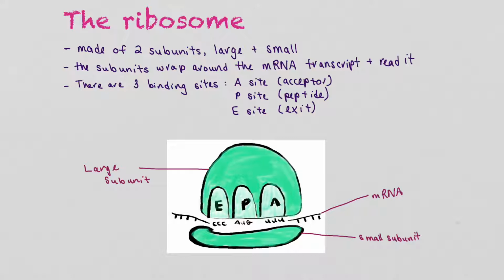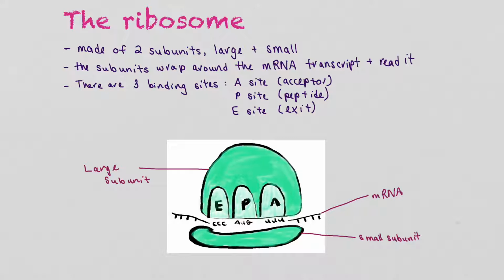So first we'll talk about the ribosome. The ribosome is made of two subunits, a large subunit and a small subunit. These two subunits wrap around the mRNA transcript, so we can see that happening here, and it reads it. And there's three binding sites on the ribosome.